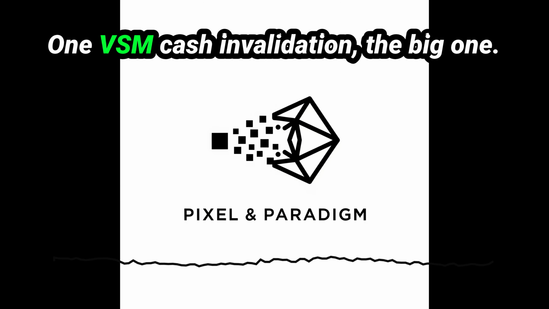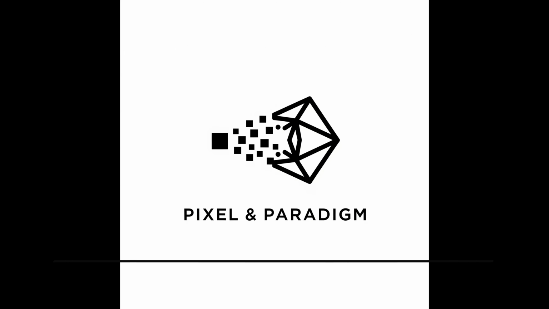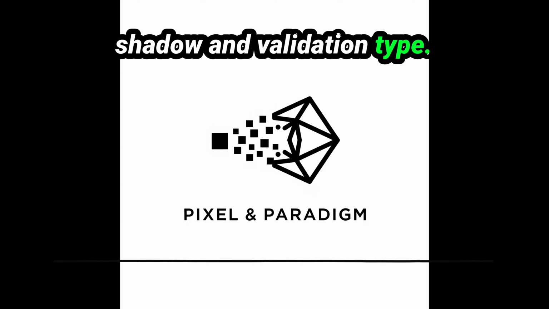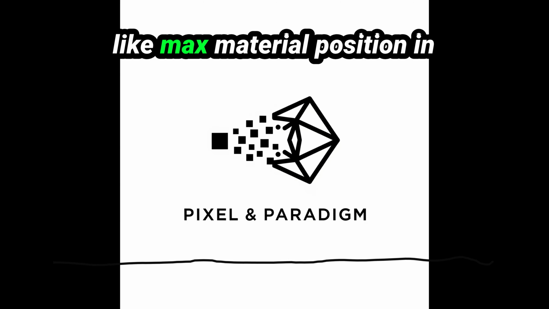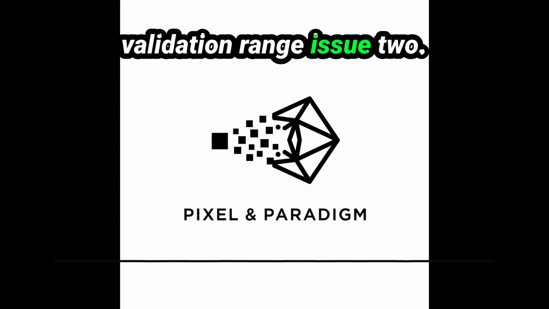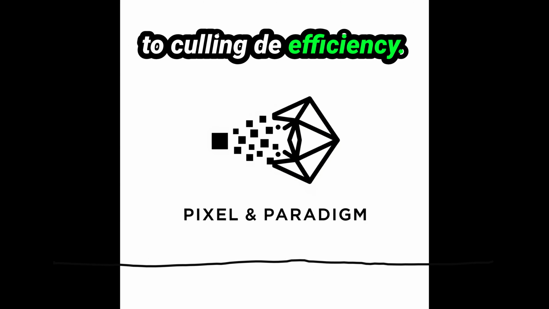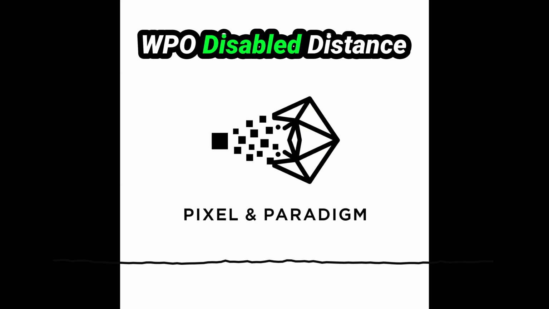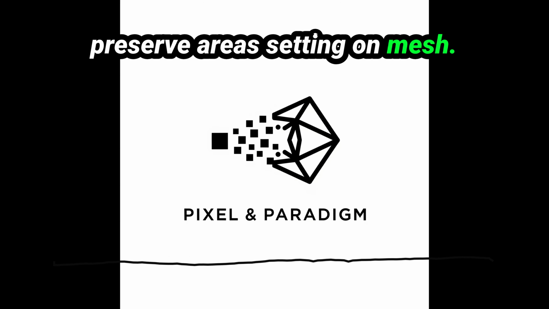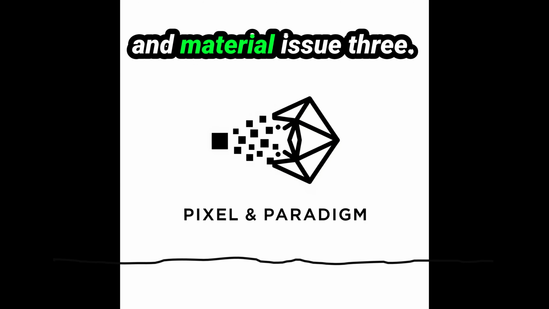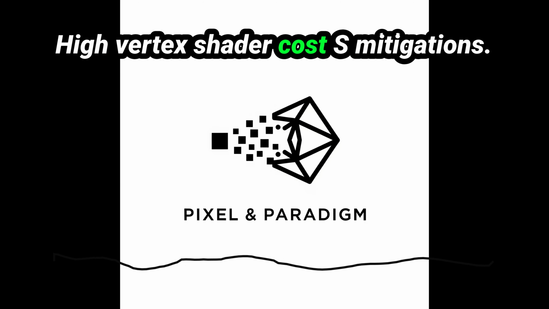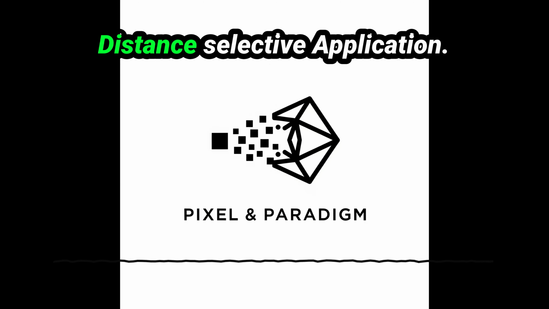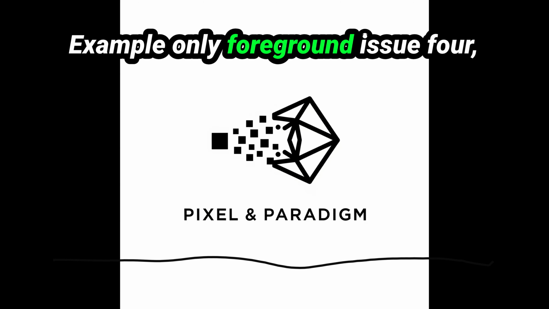Issue 1, VSM cache invalidation, the big one. Mitigations: WPO disable distance, shadow invalidation type static, maybe console vars like max material position invalidation range. Issue 2, Nanite overdraw and reduced culling efficiency. Mitigations: clamp WPO max displacement setting, WPO disable distance, preserve area setting on mesh, simplified WPO logic and material. Issue 3, high vertex shader cost. Mitigations: simplified WPO logic, WPO disable distance, selective application, for example only foreground.